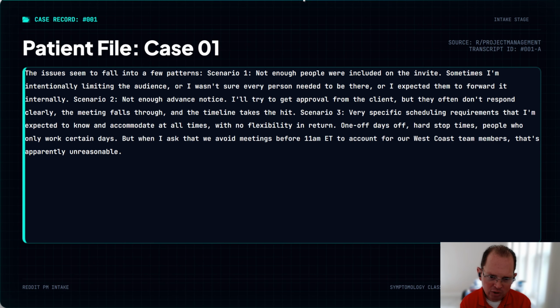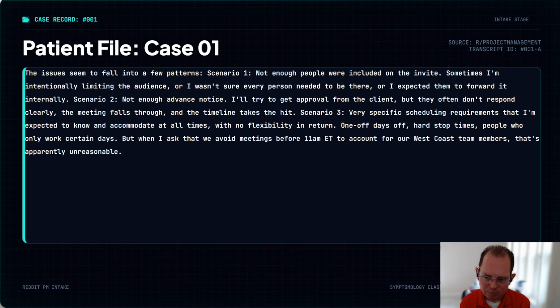The issues seem to fall into a few patterns. Scenario 1, not enough people were included on the invite. Sometimes I'm intentionally limiting the audience, or I wasn't sure every person needed to be there, or I expected them to forward it internally. Scenario 2, not enough advance notice. I'll try to get approval from the client, but they often don't respond clearly. The meeting falls through and the timeline takes the hit.